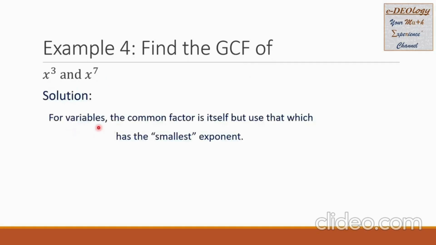Example 4. Find the GCF of x cubed and x raised to 7. For variables, the common factor is itself, but use that which has the smallest exponent. So for the x, our GCF is equal to x raised to power 3. This is the final answer.